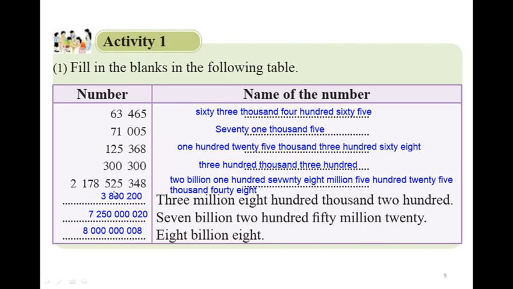300,300. Here we are in millions and then we go to billions. We have 2 billions. We have millions. How many millions? 178 million. We have 525,348. Here the name of the number is given.